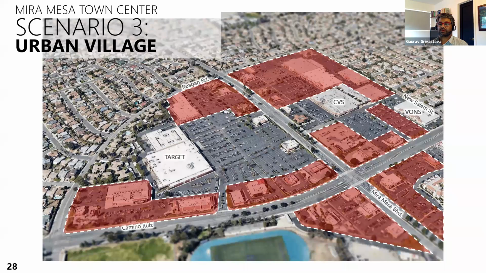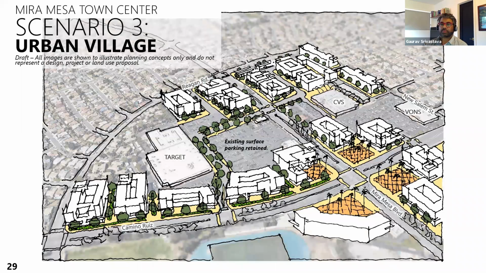A bird's eye view of what that change might look like. Again, you'll see residential mixed use along Camino Ruiz with a new place and a cluster of plazas and potentially parks at that intersection. And again, new development along Reagan Road with improved pedestrian connections within existing surface lots to help improve the pedestrian experience and walkability of the town center.